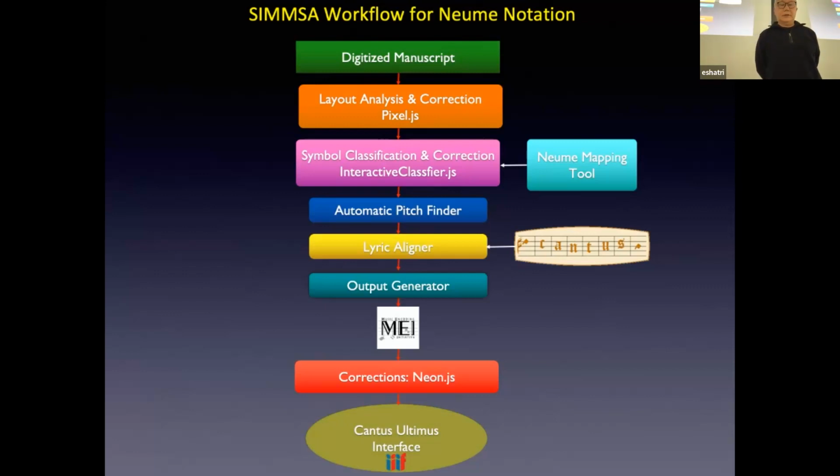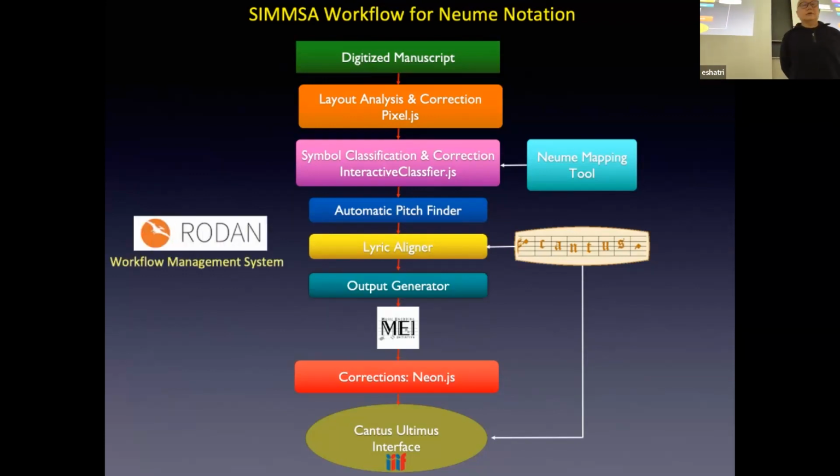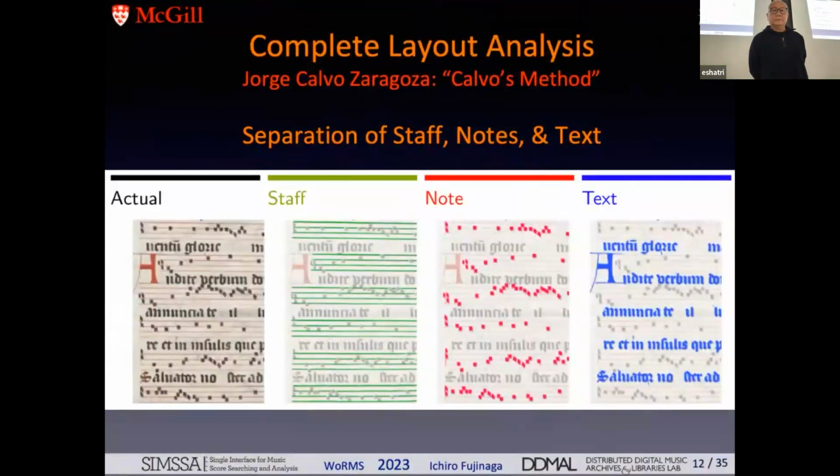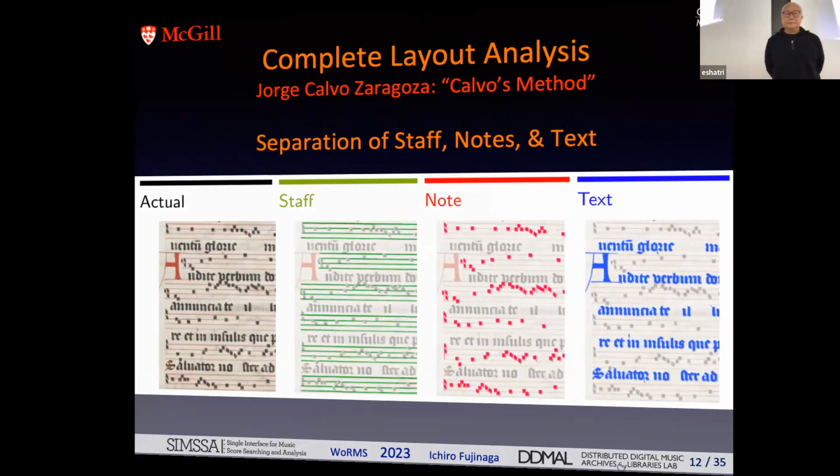And then we show it in the Cantus Ultimus interface based on IIIF distribution. And we also use metadata from Cantus for that. And the whole thing we call Rodan. So, back to this layout analysis, basically it finds 4 layers: the background, staff, note, and text.